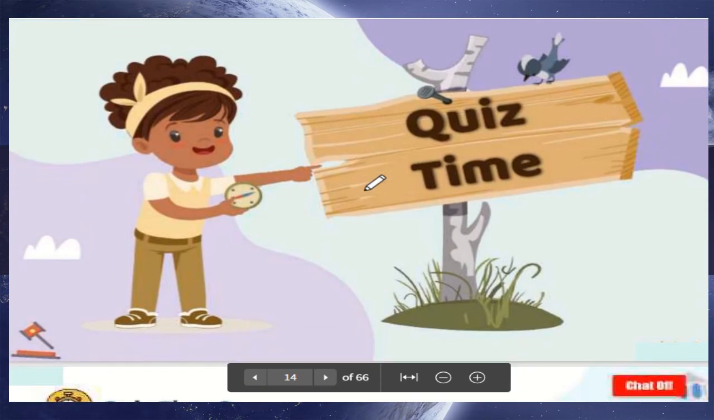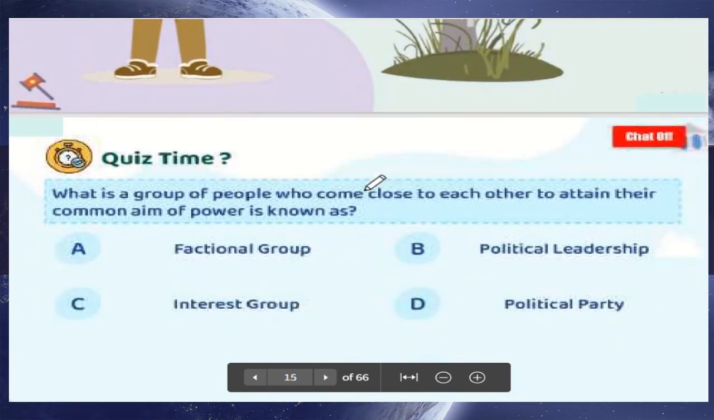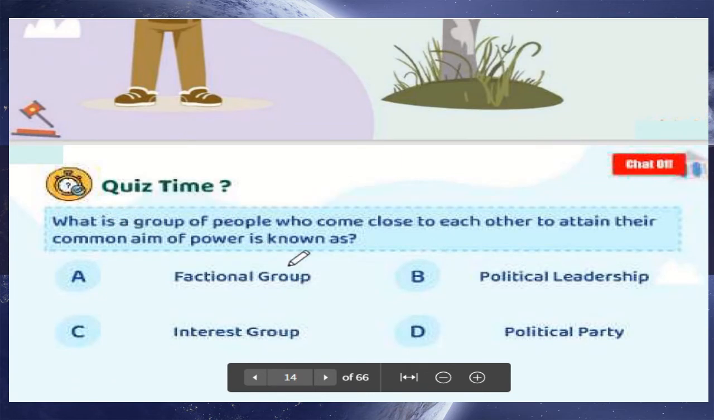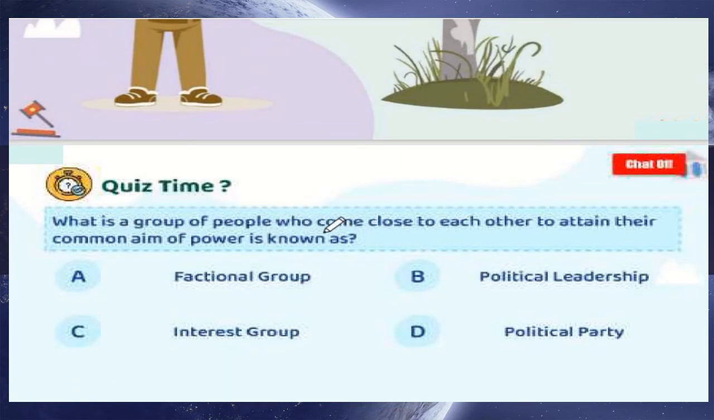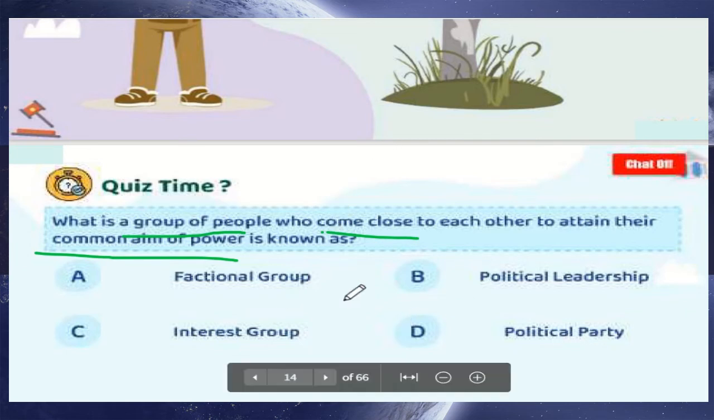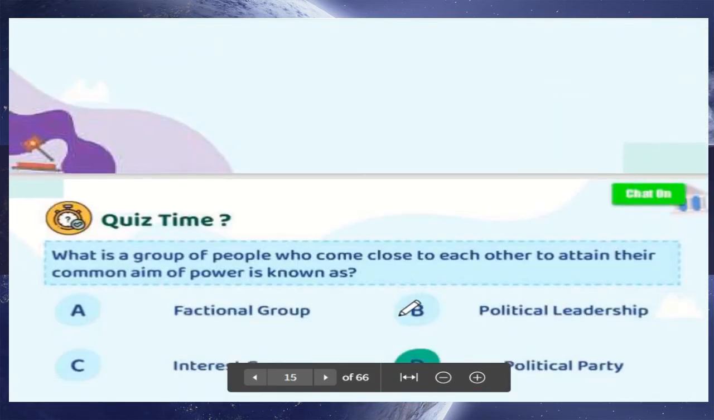Now it's the quiz time. So, what is a group of people who come close to each other? Group of people come to close to each other to attain their common aim of power. What is it? Is it factional group, political leadership, interest group, or D, political party? That's the most easy question. I hope you all will know it. Your time starts now. So let's check your answer. The correct answer is political party. Right.